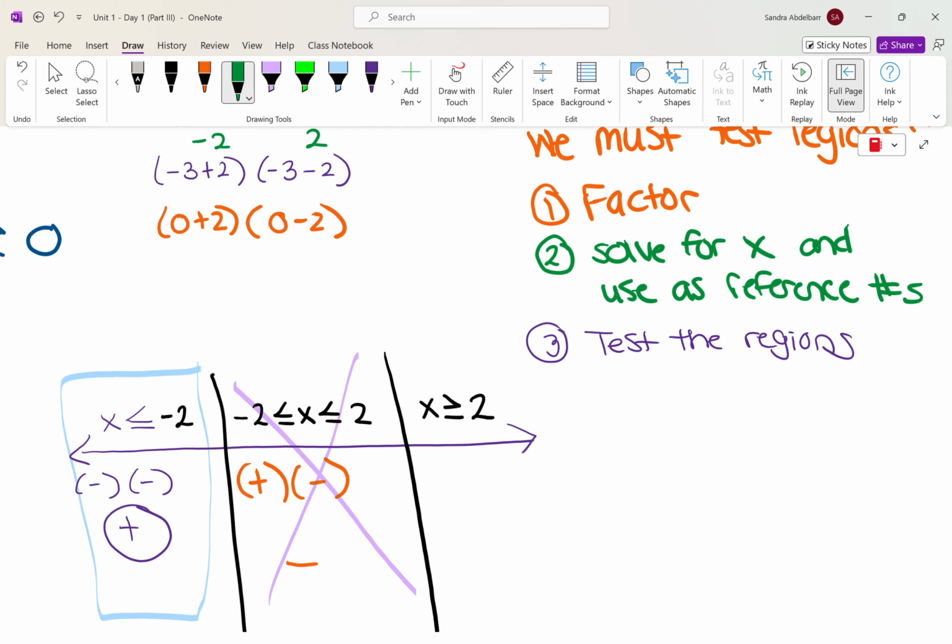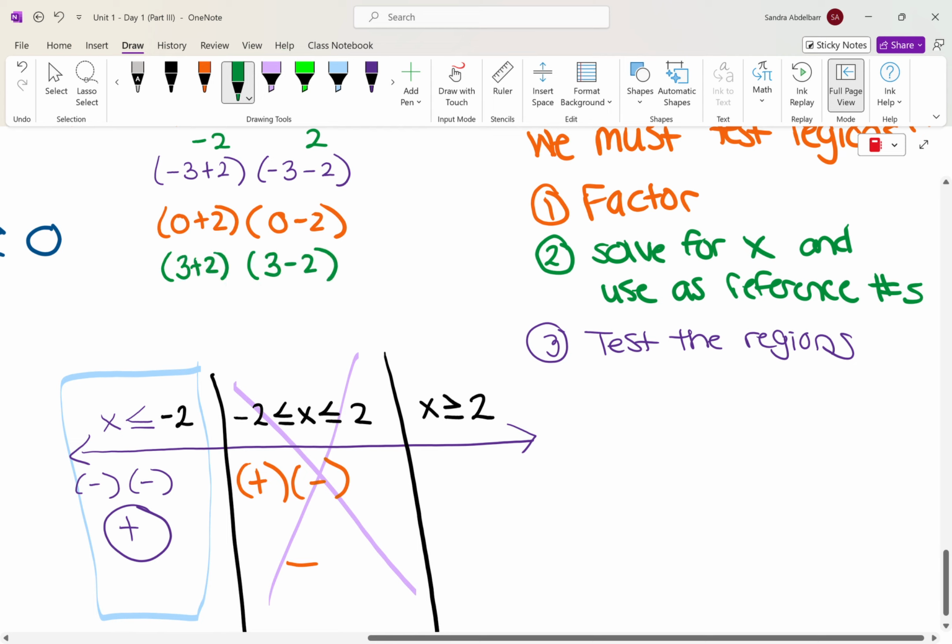Now we test the last region, greater than 2. Let's go with 3. So I'm going to have 3 plus 2 and 3 minus 2. 3 plus 2 is positive. 3 minus 2 is also positive. Positive times a positive is a positive.